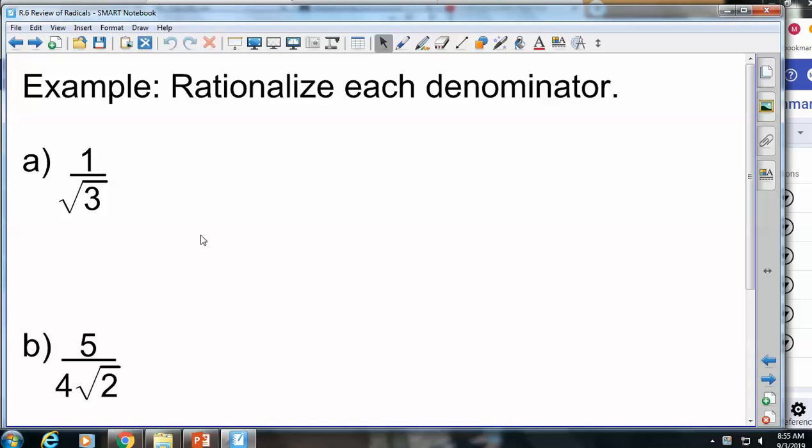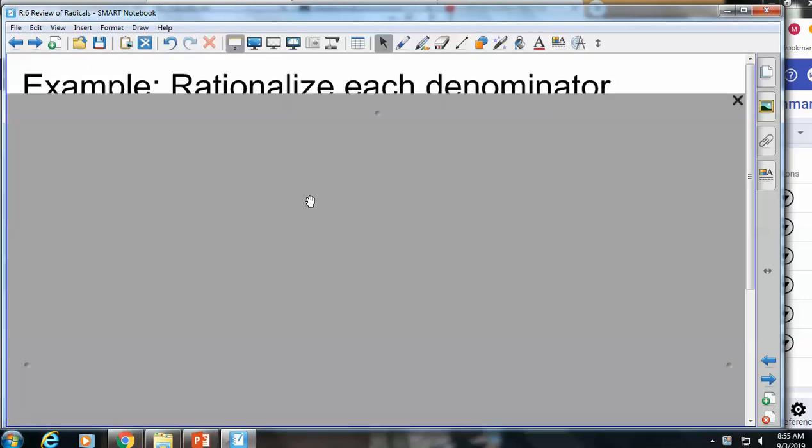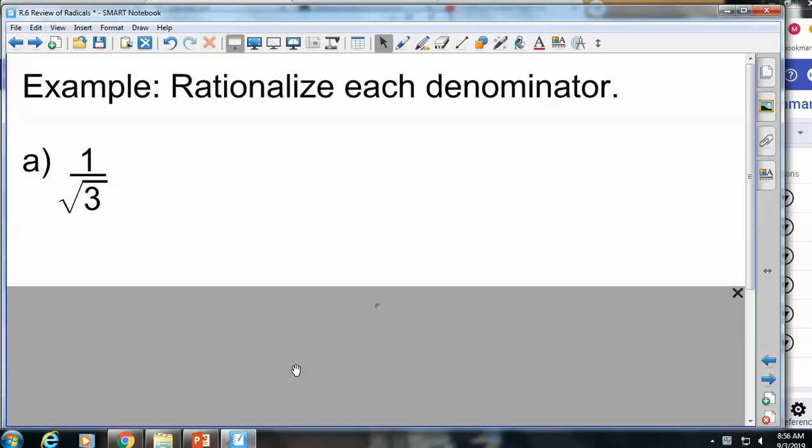So we are going to talk about what's called rationalizing the denominator. What that means is if you have a radical, you are not allowed to leave that radical in the denominator. So if I am looking at this problem, I have to move that radical 3 off the bottom. How could I do that?